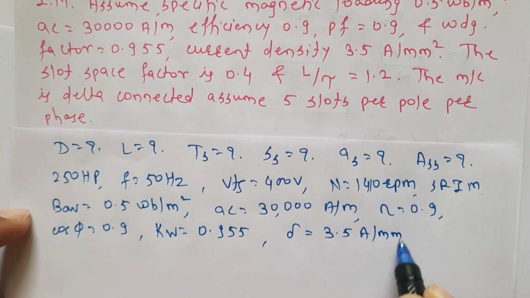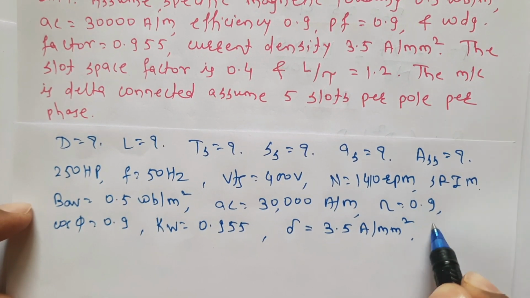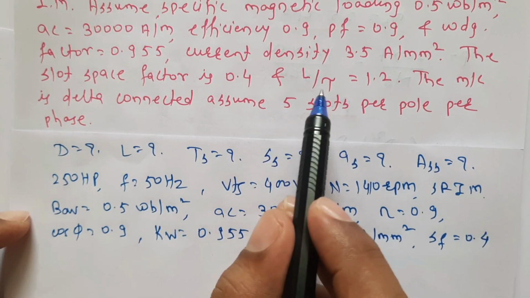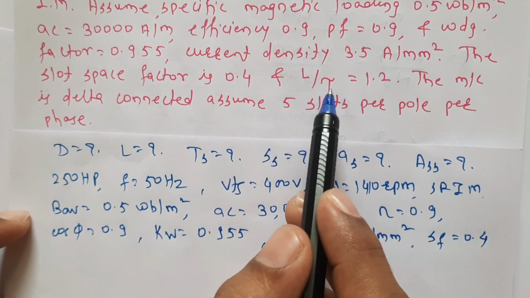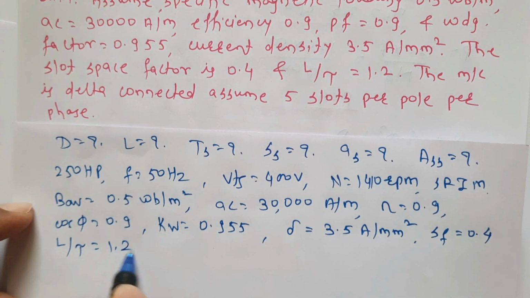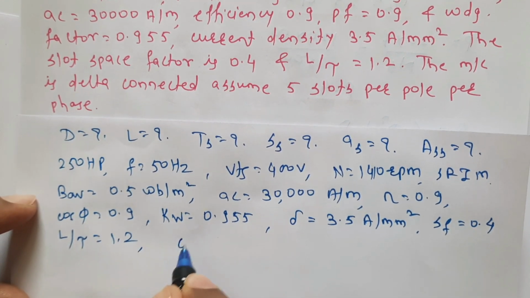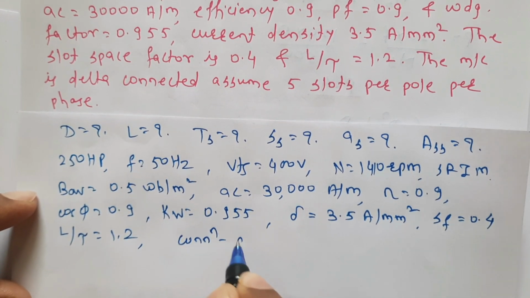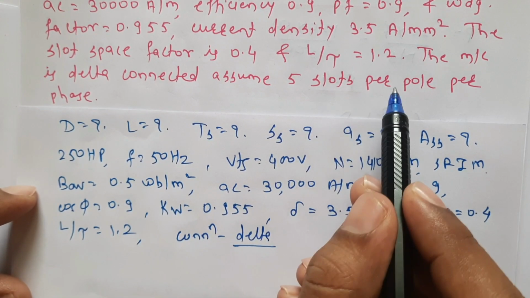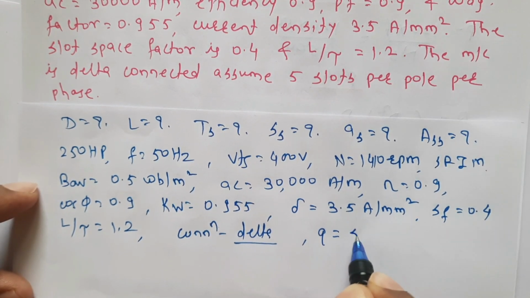The slot space factor, which is shown by SF, is 0.4, and L by tau, that is ratio of core length to pole pitch, is 1.2. The machine is delta connected. Assume 5 slots per pole per phase, that is Q is given, slots per pole per phase is 5.